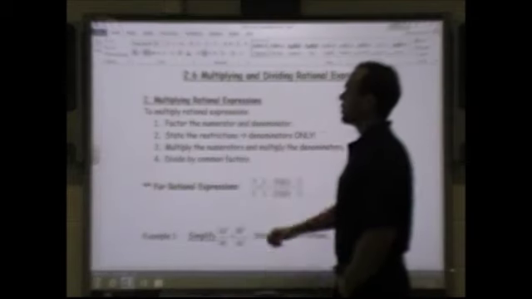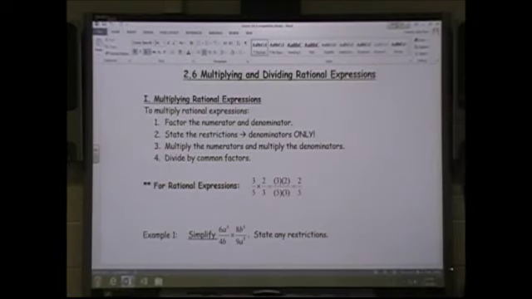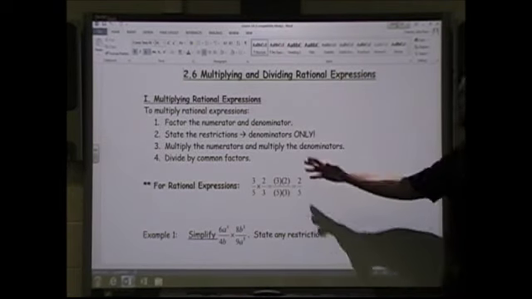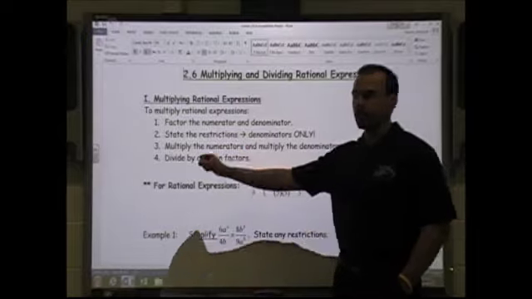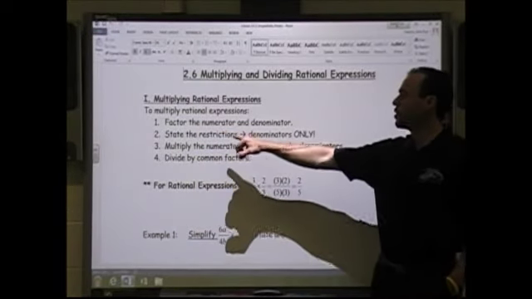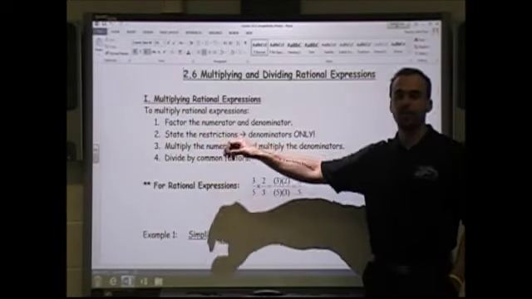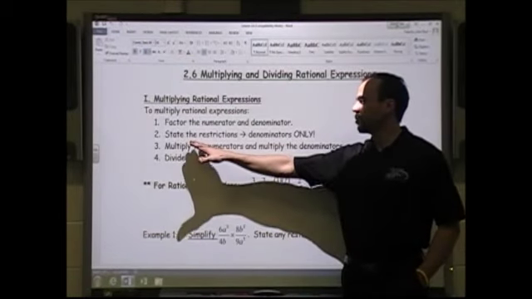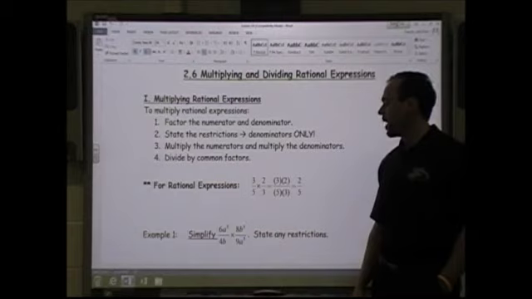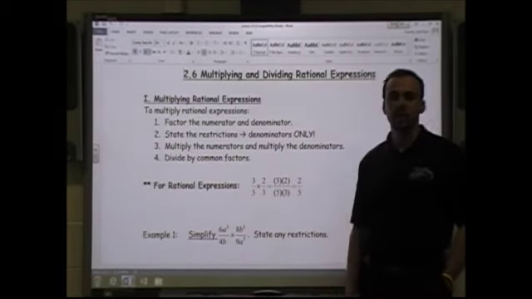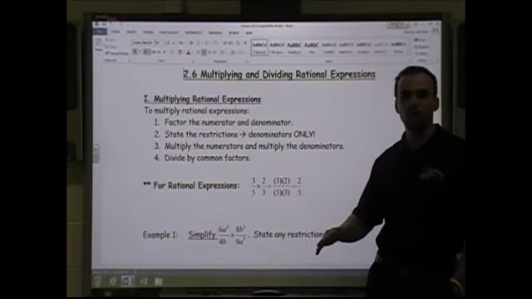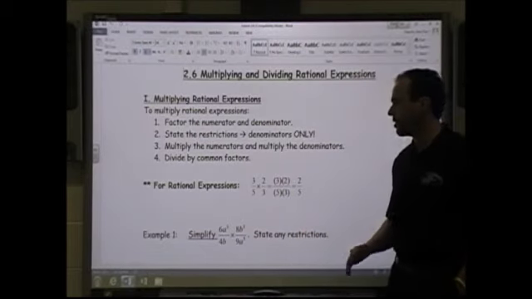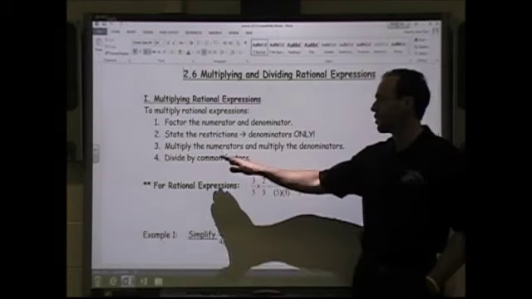Okay, so we're doing 2.6, multiplying and dividing rational expressions. These are the steps to multiplying and dividing rational expressions. To multiply them, the first thing we're going to do is factor both numerator and denominator. The second thing is we're going to state restrictions. And you learned about restrictions on the last lesson. The bottom, or the denominators, cannot be 0, so that's what we state for restrictions.